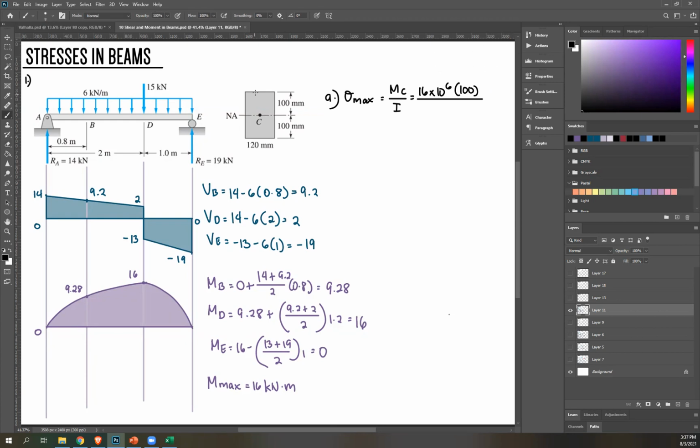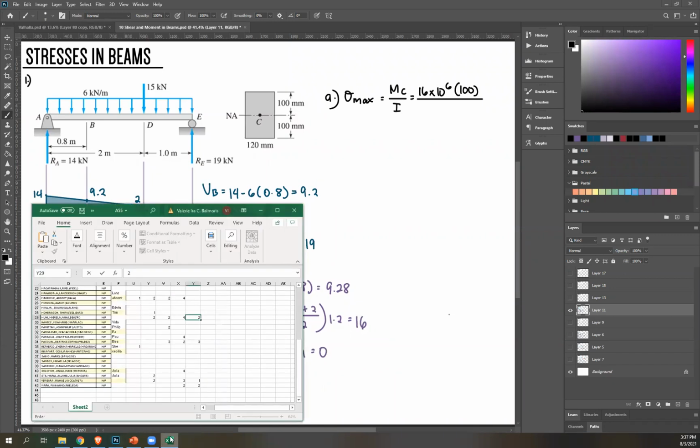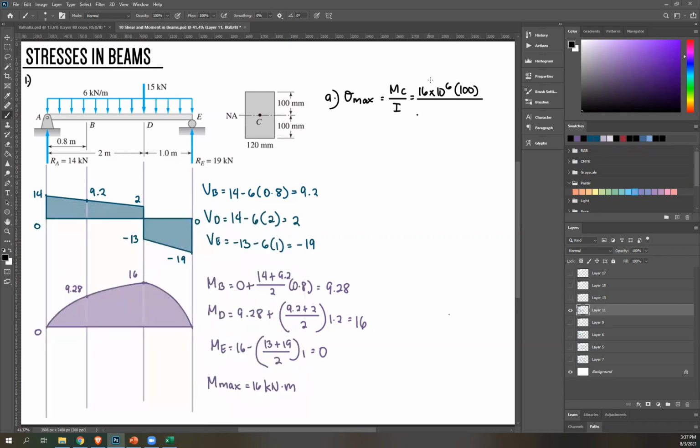And then this is the cross section of a rectangle. Can anybody give me the equation for the moment of inertia of a rectangle about its neutral axis, which is the centroid? Very good, Bea. Anyone else? Centroidal moment of inertia of a rectangle. So try to memorize it because we're going to be using this a lot. Centroidal moment of inertia for rectangle is BH cubed over 12.